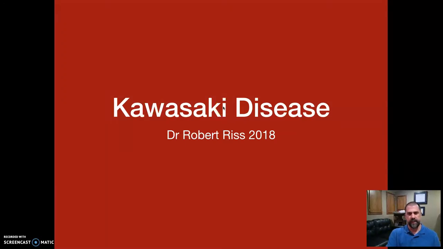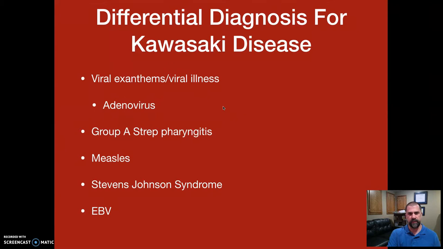All right, let's talk about Kawasaki's disease. So the differential for Kawasaki's disease are viruses that cause exanthems, specifically adenovirus. Group A strep pharyngitis can also cause a rash, that sandpapery rash. Measles, Stevens-Johnson syndrome, and Epstein-Barr virus or mono.